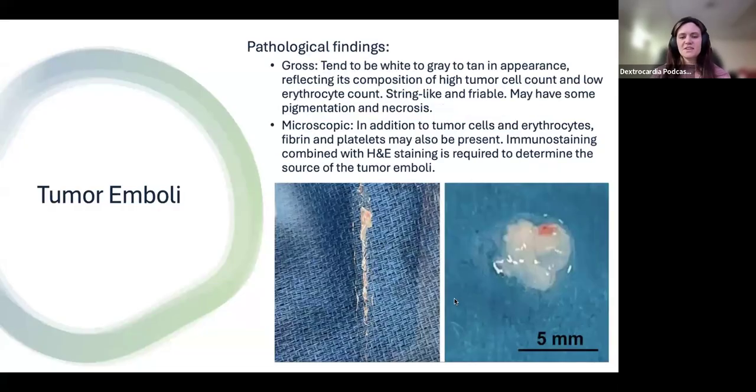These are the only gross images I could really find. It was kind of hard to find them, but you can see these don't look thrombotic. They look more like what you'd expect a malignancy maybe to look like. It shows a high tumor cell count, not a lot of blood in it. They're very string-like and they're very friable, so some of them are really difficult to do a mechanical thrombectomy on because they just kind of fall apart as you're pulling them. They can also have pigmentation and necrosis as well. When you look at them microscopically, you'll see tumor cells, erythrocytes, fibrin, and platelets, depending. And then if they don't know where a malignancy is, they can do immunostaining to determine the source of the tumor.